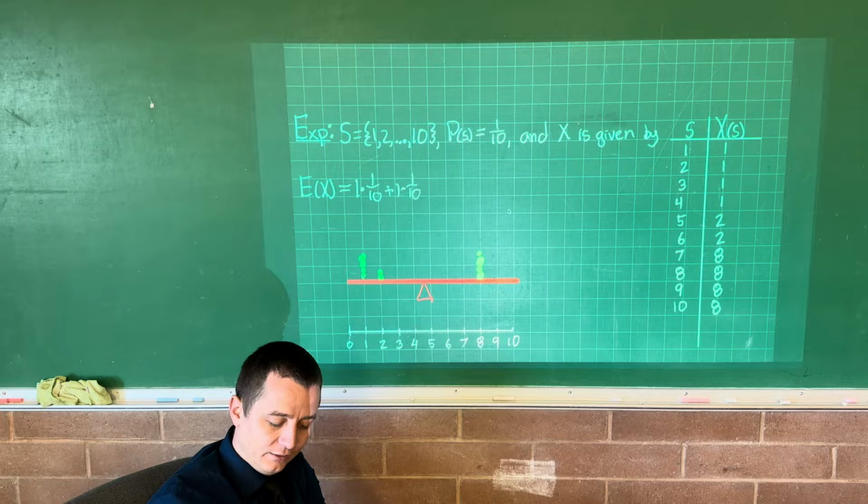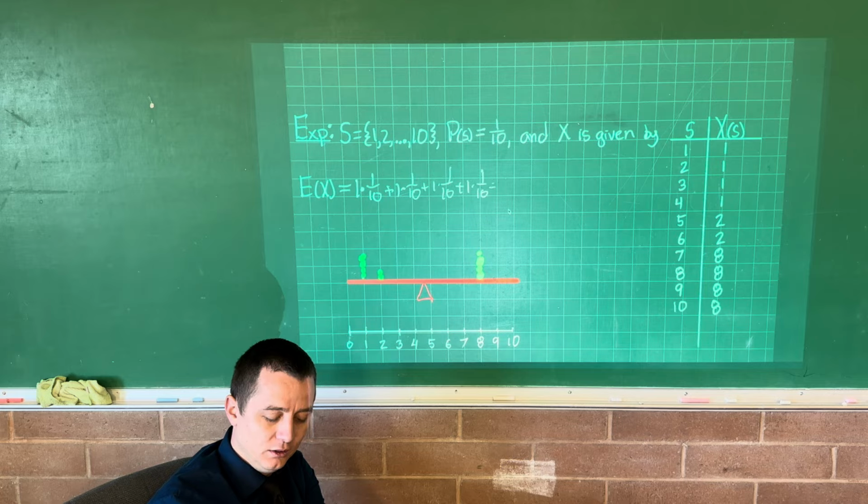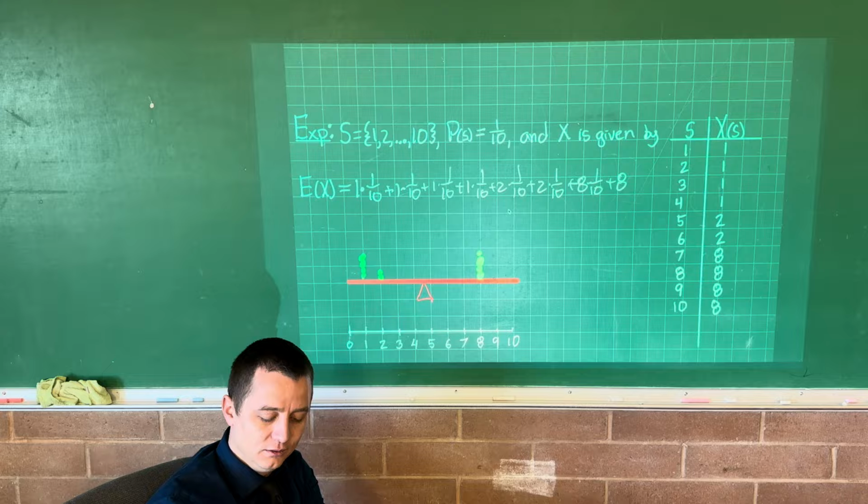All right, what's x of 3? 1 times 1/10. What's x of 4? 1 times 1/10. What's x of 5? 2 times 1/10. What's x of 6? 2 times 1/10. And then all the last ones spit out 8. x of 7, x of 8, x of 9, and x of 10.